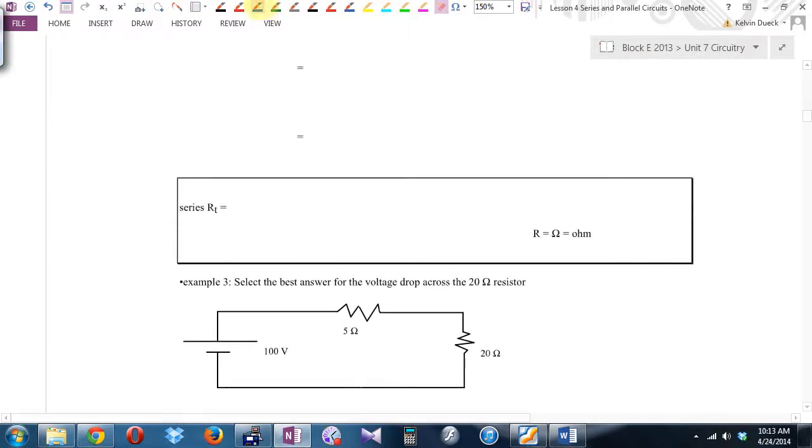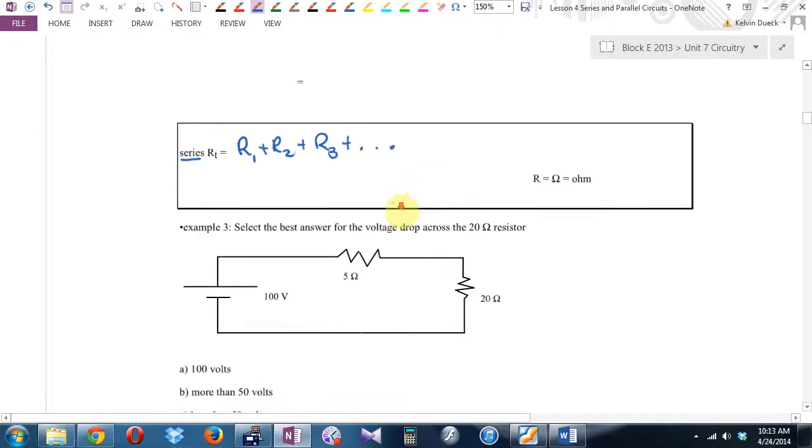So, in the box on the next page, if you're in series, and again, this is key, you want to find total resistance? Add them up. R1 plus R2 plus R3 plus and so on.